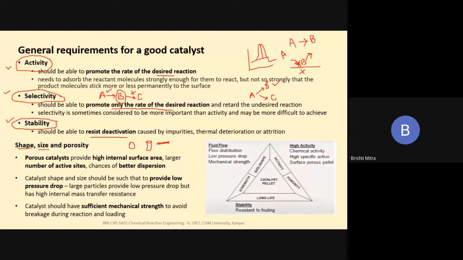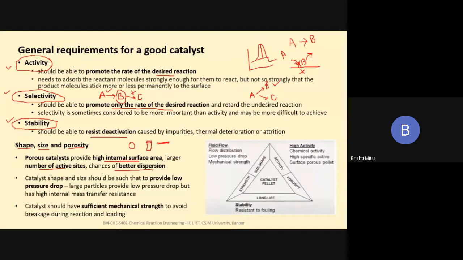They can be of different sizes. Usually an industrial catalyst will be a few millimeters, 10 millimeters or 20 millimeters. That means in terms of centimeters, it will be 1 centimeter or maybe even less than 1 centimeter in size. And the next thing is porosity. That means how porous is it, that is, whether the gases can go inside these catalysts. Porous catalysts provide high internal surface area, a larger number of active sites, and the chances of better dispersion.